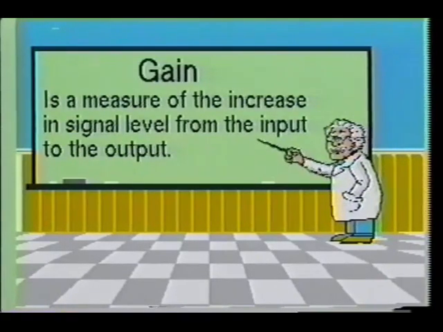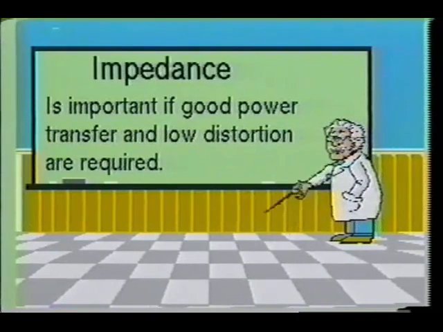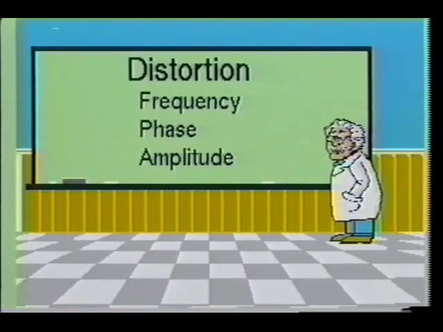As you recall, the gain of a circuit is a measure of the increase in signal level from the input to the output. The input and output impedance of an amplifier must be matched to the connecting circuits if good power transfer and low distortion are desired. There are three basic types of distortion which may occur in an amplifier circuit. These are frequency distortion, phase distortion, and amplitude distortion.